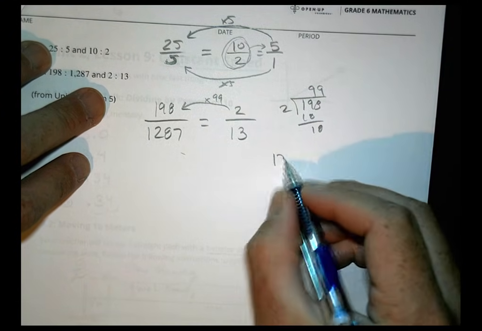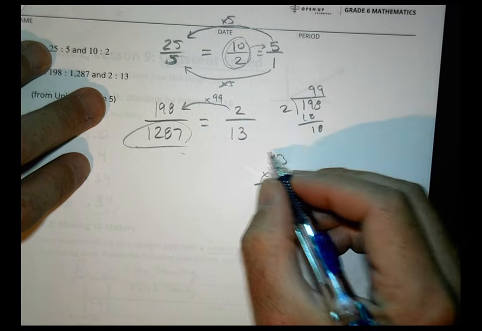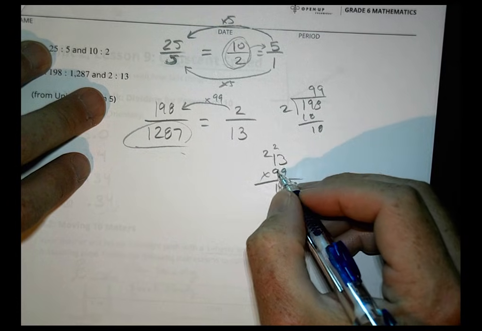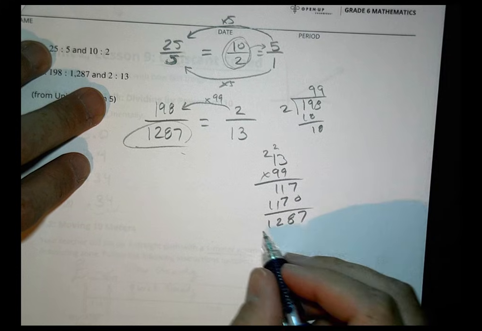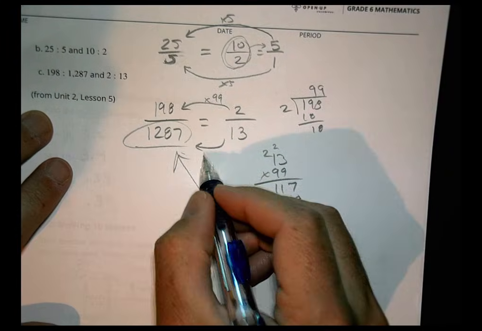Is 13 times 99 equal to 1287? Let's see. That seems to match, and so we can prove that that is actually right. This is also multiplying by 99.